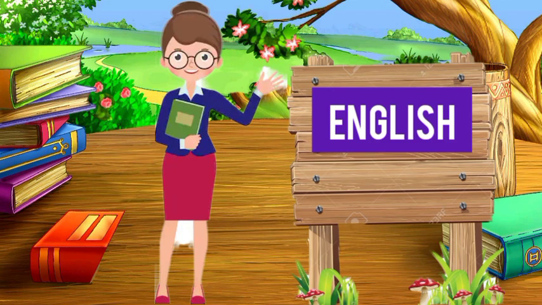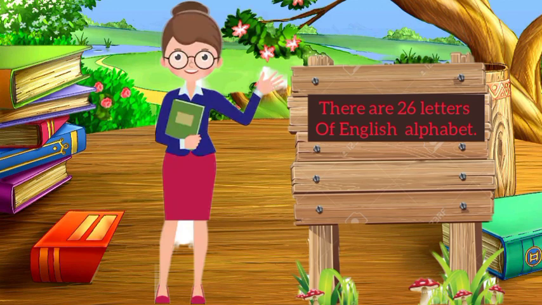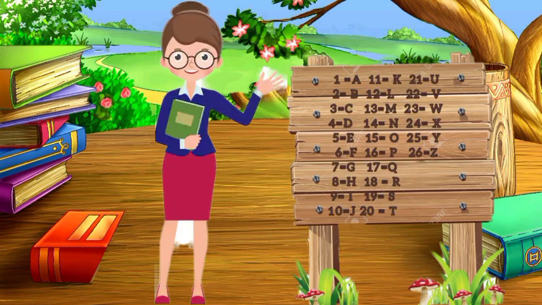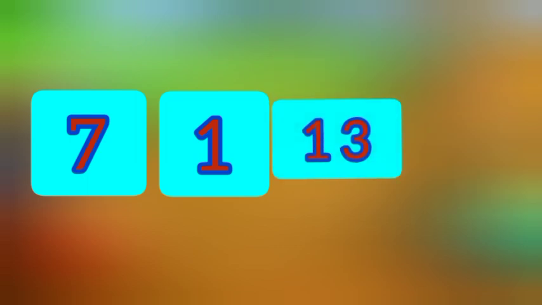Before we begin with a new lesson, let us have some fun by playing a game. There are 26 letters of the English alphabet. If 1 is equal to A, 2 is equal to B, 3 is equal to C, 4 is equal to D, 5 is equal to E, and so on, then what will be 7, 1, 13, 5?